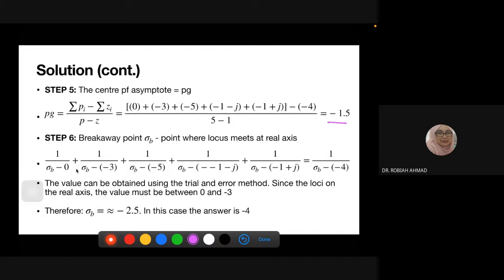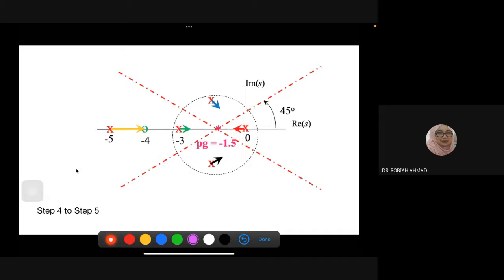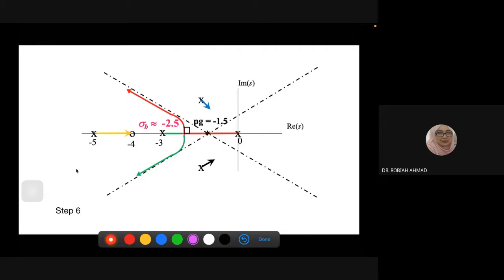And then, number 6 is finding the breakaway point. Okay, so this one will be a little bit long, so we just take the number. This is for step four to step five, the PG here and the asymptote lines, and then this is for step number 6 and 7, finding the breakaway point here where the two poles break, one going up and then another one going down, the red and the green. And then step number 7, either it meets, arrives or departs, it should be near the real axis, a straight line, so that it can produce the 90 degrees.